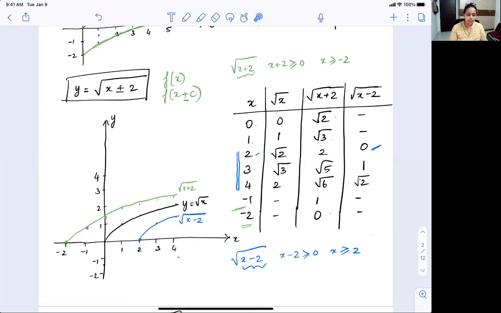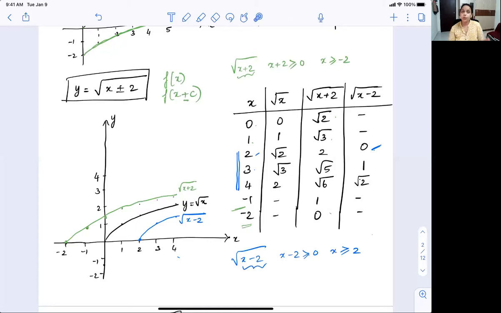Now you see when x is minus 2, this function takes on the value 0. And then it steadily increases from there. At minus 1, it's 1. When x is 0, this function takes on the value root 2 and so on. And the green line here plots the function square root of x plus 2. So let's keep that aside.